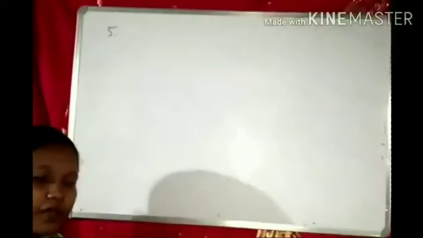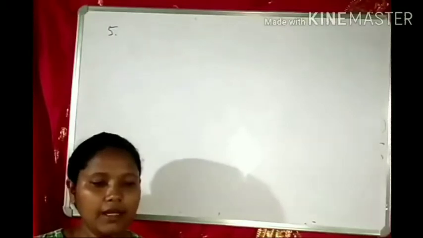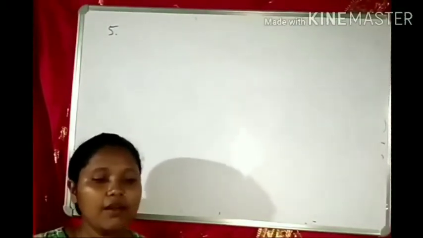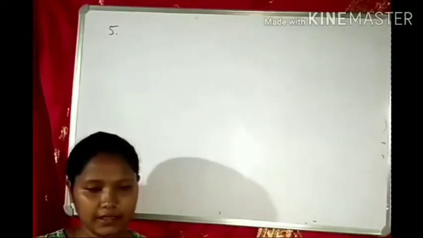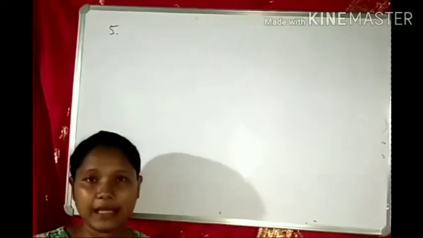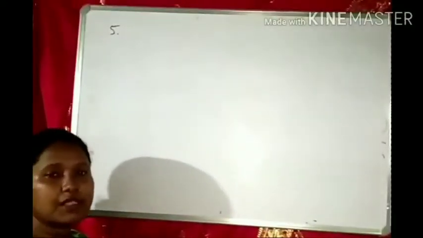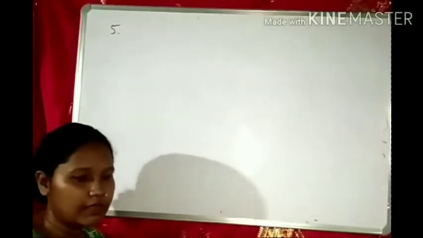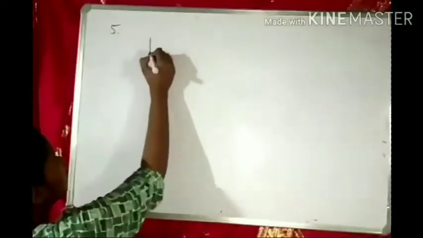Number 5. Number 5 question is what? Sally plants 4 saplings in a row in her garden. The distance between two adjacent saplings is 3 by 4 meter. Find the distance between first and last sapling. So 4 saplings. Sapling means what? The baby plant. The plant which is grown from the seed, the newly grown plant, that one is known as sapling. So that one is also known as baby plant. So Sally planted how many? 4 saplings.